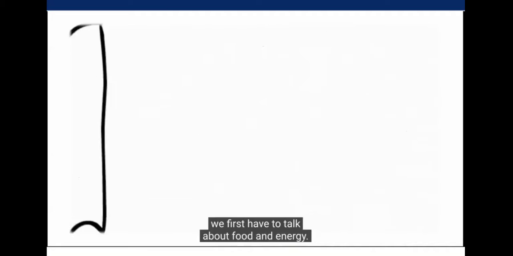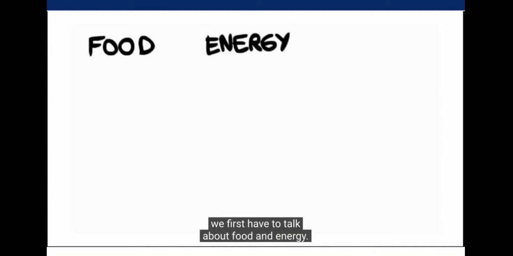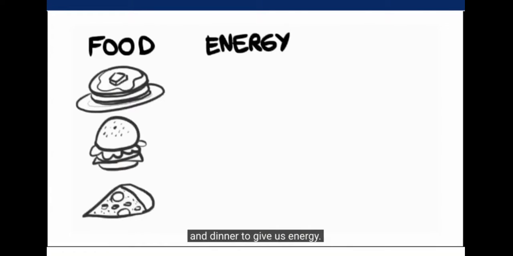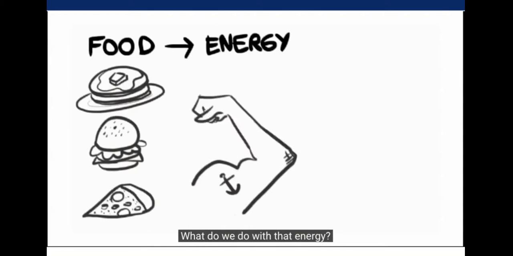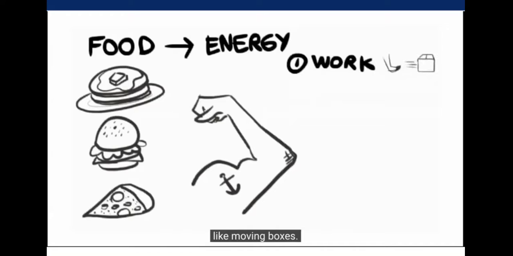Now, to understand food chains, we first have to talk about food and energy. We eat food during breakfast, lunch, and dinner to give us energy. What do we do with that energy? Well, first, we use that energy to do work, like moving boxes.